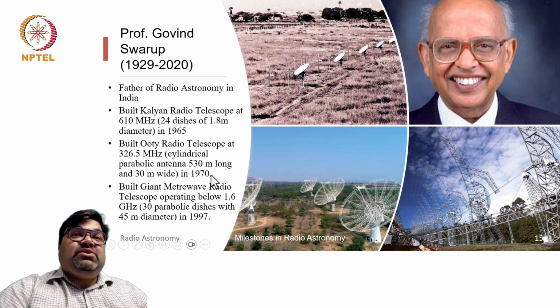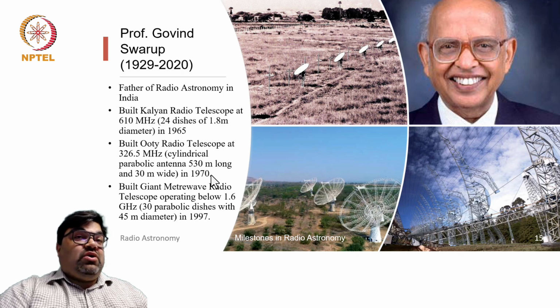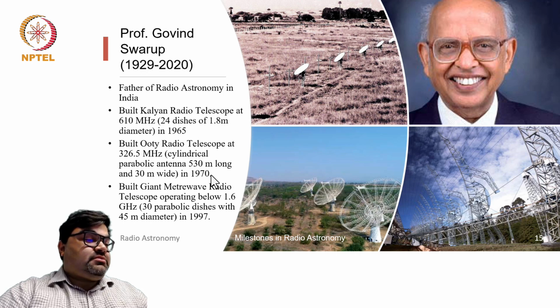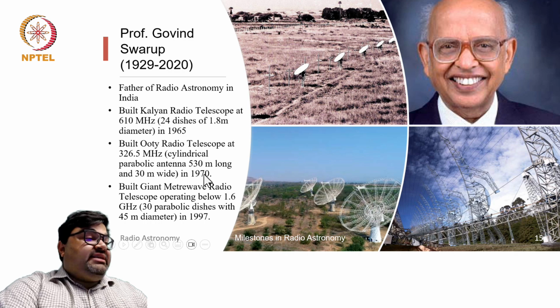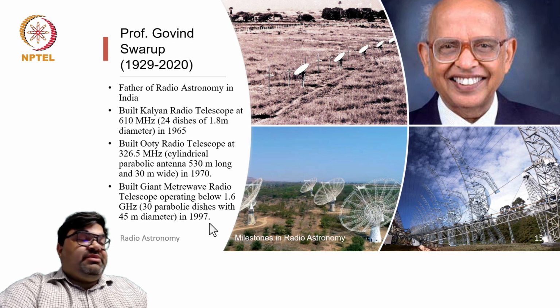In 1970, he built the Ooty telescope, which is a cylindrical parabolic antenna, quite different in design from all the other dishes we have seen so far, but has very good relevance to some of the telescopes currently operational in Canada and elsewhere. So in 1970, he built the Ooty telescope at 326.5 megahertz. And then finally, in 1997, the Giant Metrewave Radio Telescope, operating below 1.6 gigahertz, was finished.